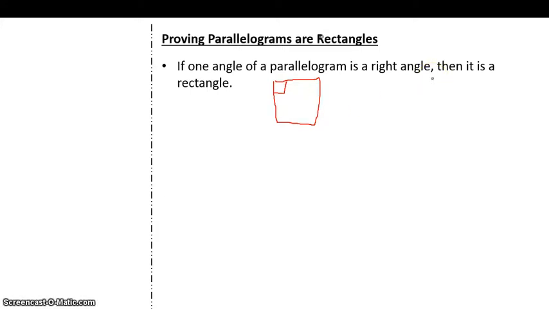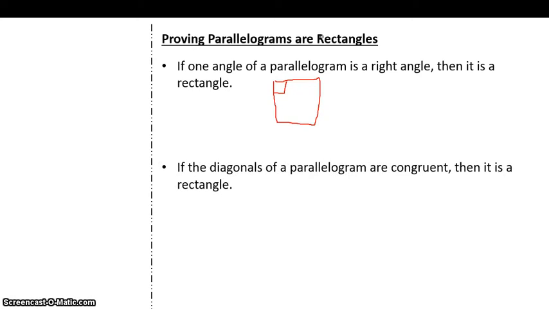Now again, you can only do this if you already know that these are parallelograms, either because you proved it, you showed it by one of those 5 ways that we talked about last time, or because the directions said, decide if these parallelograms represent rectangles, rhombuses, or squares. So I tell you in the directions it's already a parallelogram, okay? Another way is if the diagonals of a parallelogram are congruent, then you can say it's a rectangle.